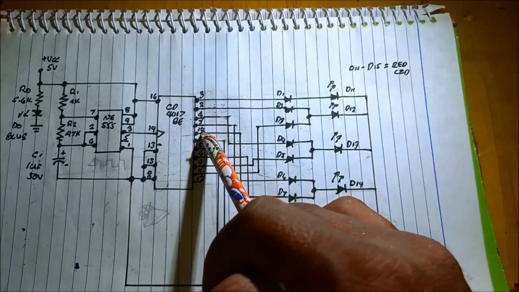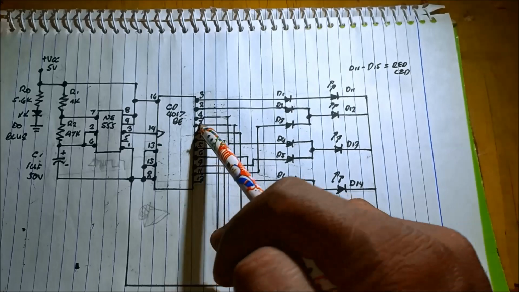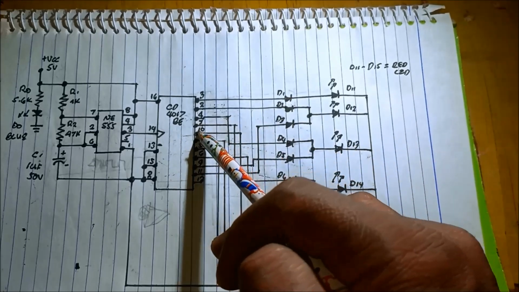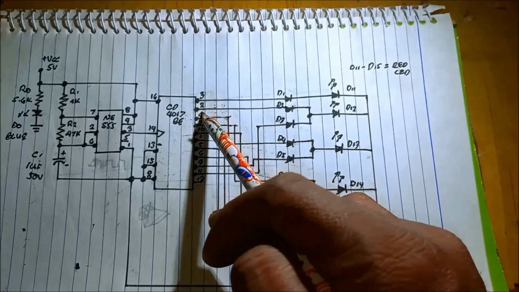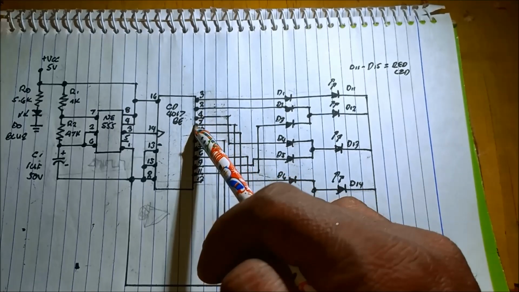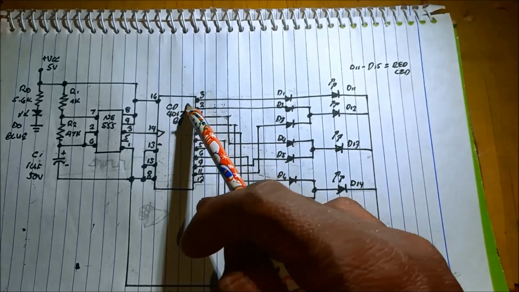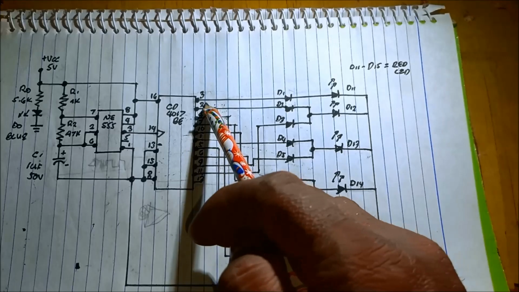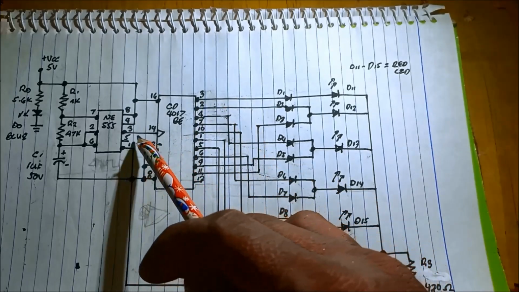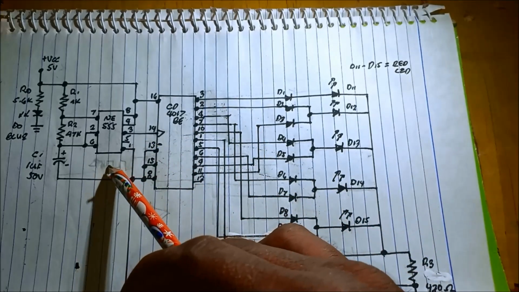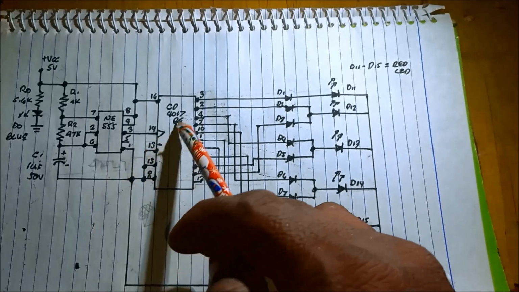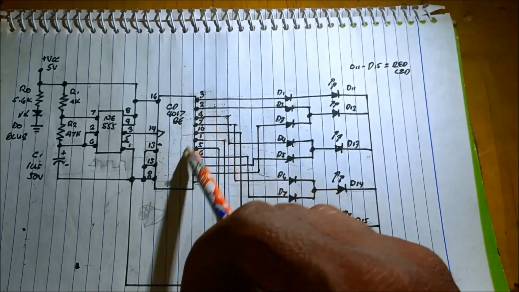Then 10, what is this? 7, not 5, 7, 10 on, then 3, 2, 4 off. So it is continuously toggling the output. This is an output. So upon the arrival of these clock pulses, it will toggle the LED or the output.